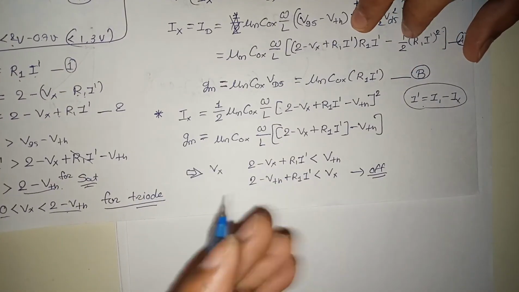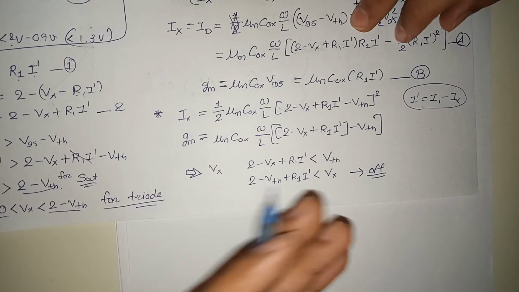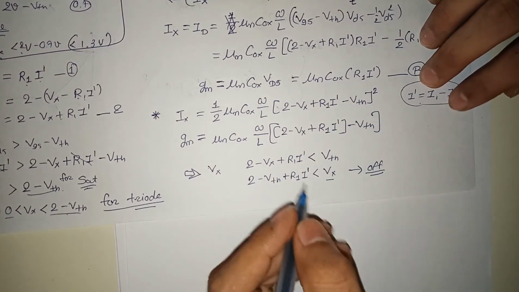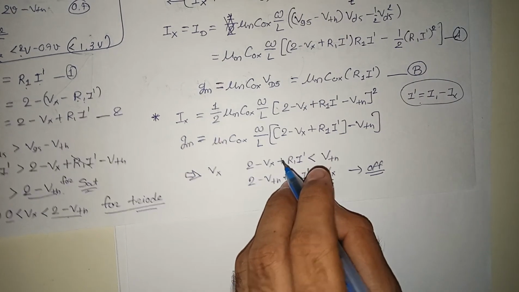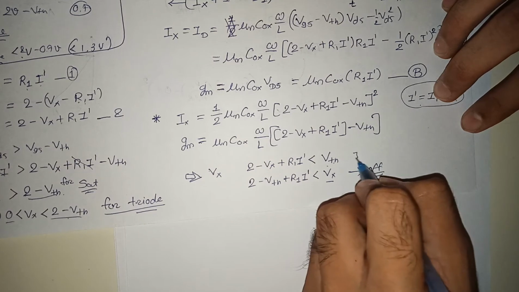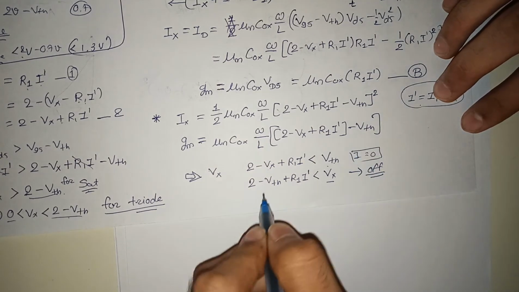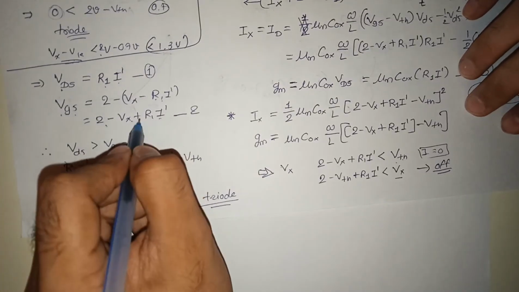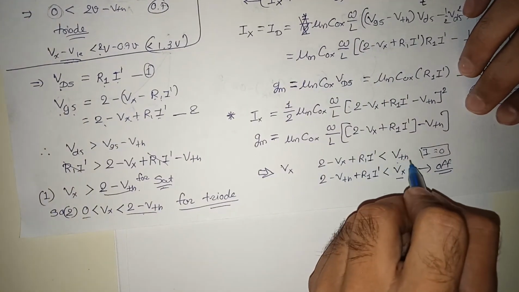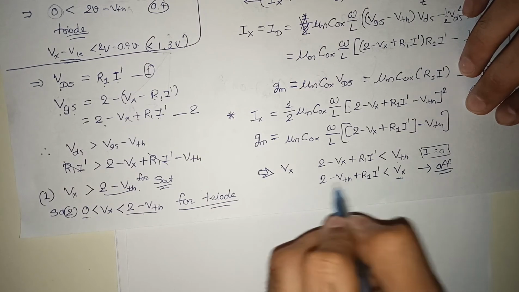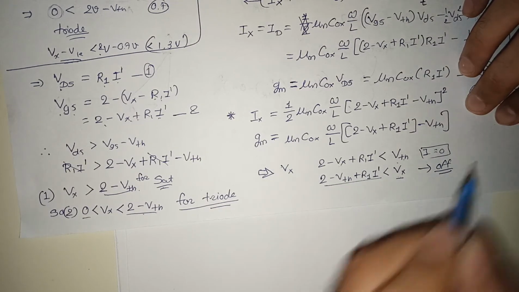And to make this device off, what we need? The value of Vx is making it off. At what value will it be? VGS should be less than VTH for I equal to 0. That means the device is in off condition. To do so, what is the VGS? 2 minus Vx plus R1 I dash less than 0.7, or whatever VTH is. Vx should be greater than this value for making it off.